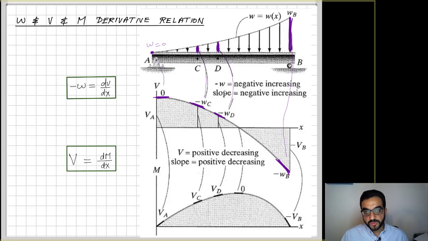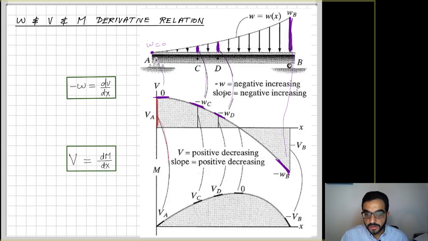And then the maximum load value is WB, which you can see here, that's a big slope of the shear at point B. All the slopes here between A and B are negative because W is positive. And remember that negative that shows here in the relationship between W and dV over dx.